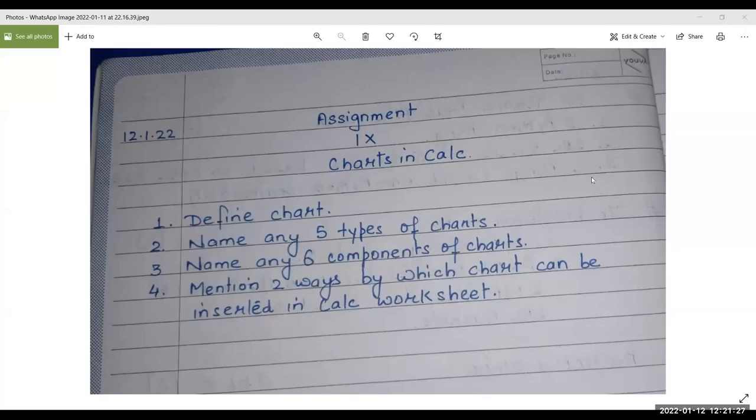The graphical representation of the data. Chart is the graphical representation of data.